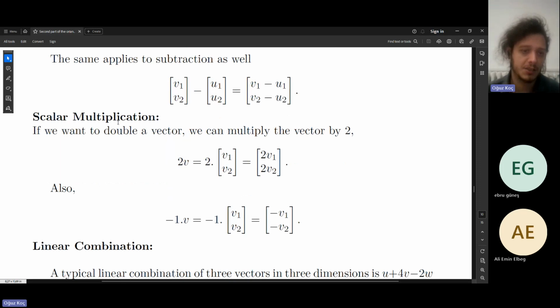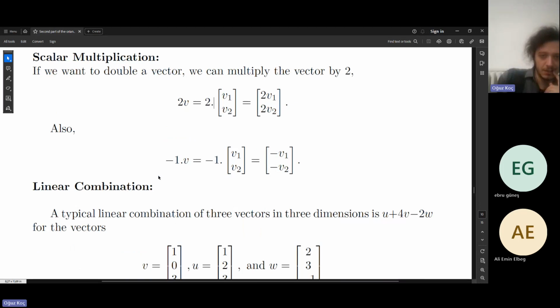And also we have the scalar multiplication for the vectors. If you want to double a vector, you can multiply the vector by 2. It's actually an ordinary multiplication, but this time we have two elements. Actually, we have a vector. When we multiply a vector by a constant, we just multiply each of the vector's elements by the constant. So we have 2V1 and 2V2.